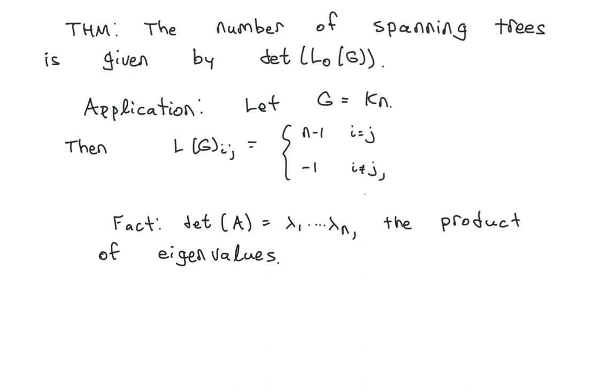However, I want to show how we can get Cayley's theorem from this result. So in this case, G is the complete graph. Then the Laplacian matrix is: the diagonal entries are n minus 1, and you have -1 everywhere else. For instance, if we look at K3, this is what we get. And a fact I'm going to use from linear algebra is that the determinant of a matrix is also equal to the product of its eigenvalues, including each eigenvalue the number of times the eigenvalue appears in this product, which is the multiplicity of the eigenvalue.